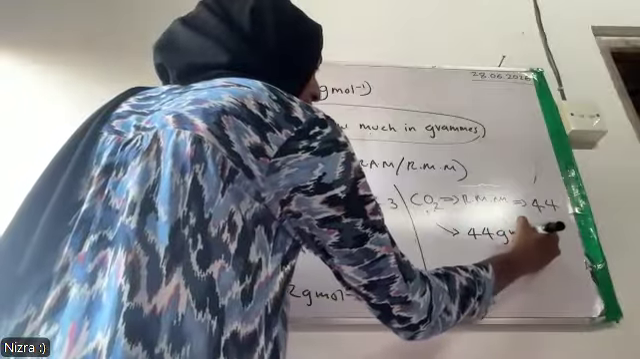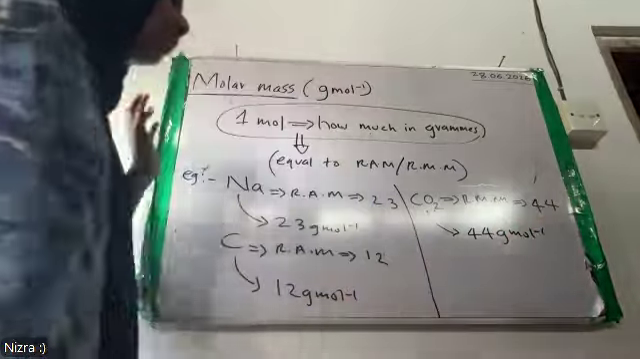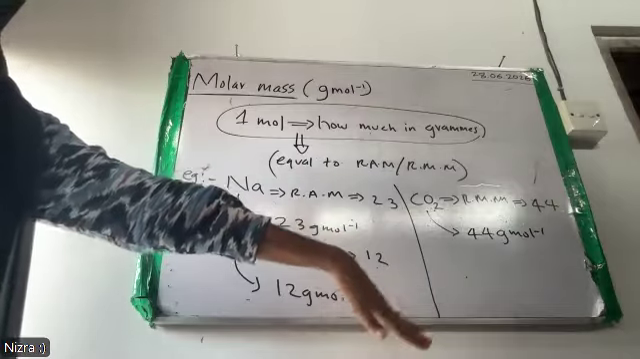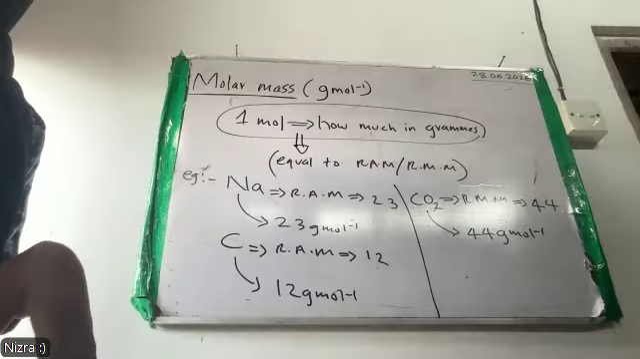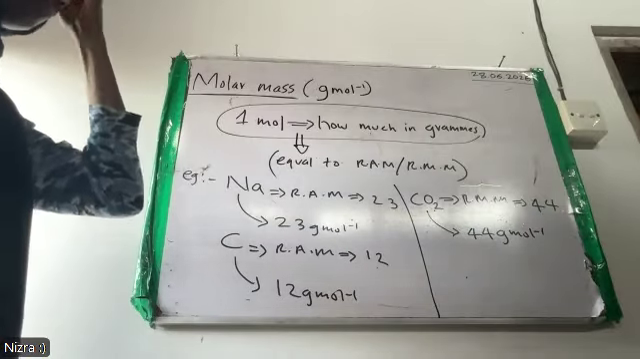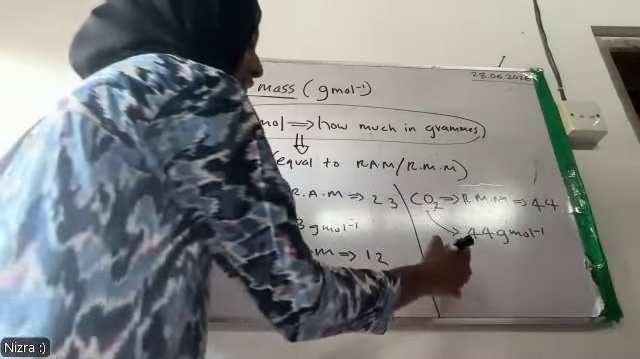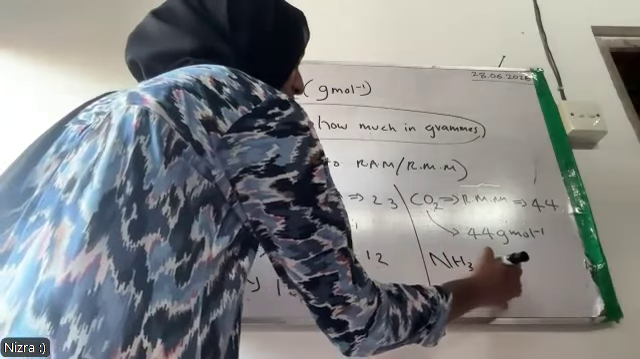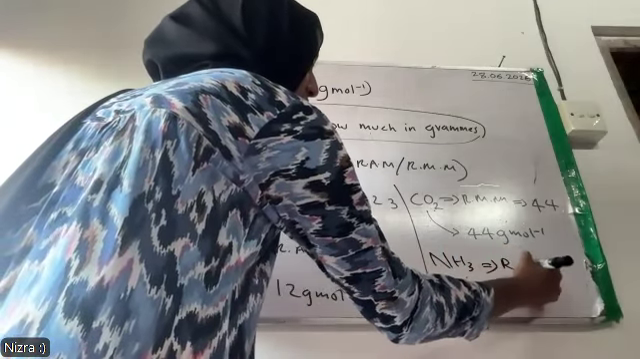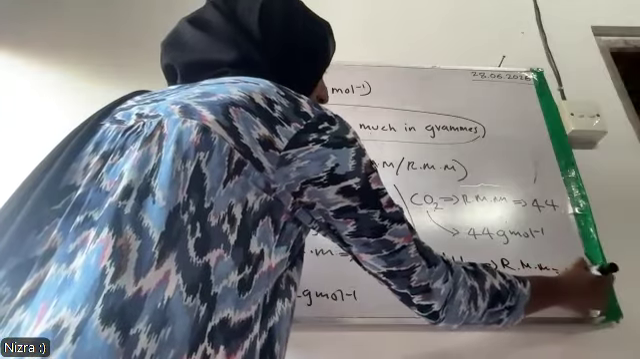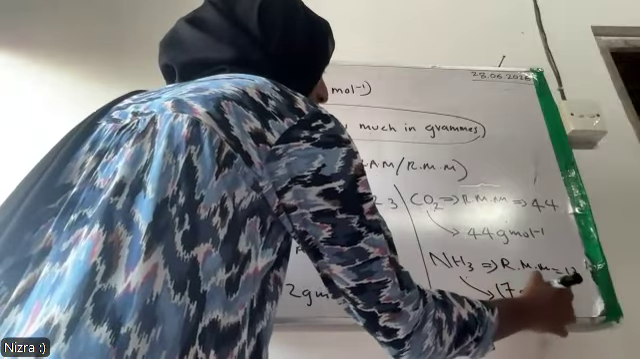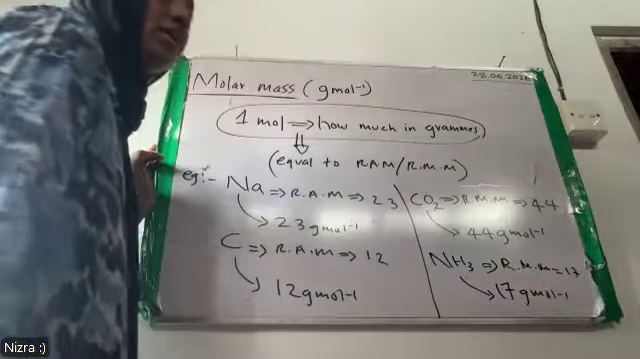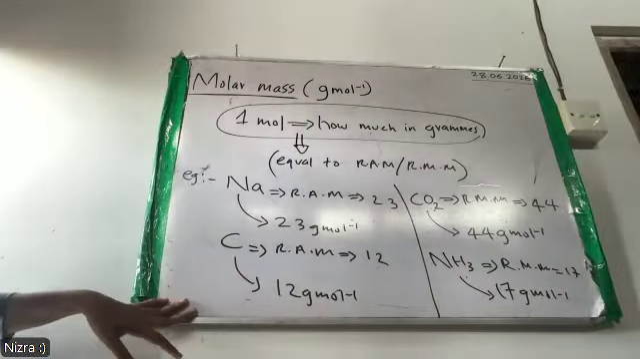44 gram per mole. That means 1 mole of carbon dioxide is 44 grams. So it changes from element to compound. It changes. So this is how you will get calculations also. Now ammonia. So it was 17, right? We calculated relative molecular mass. It was 17. For ammonia, the molar mass is how much? 17 gram per mole. Okay, it's very simple.